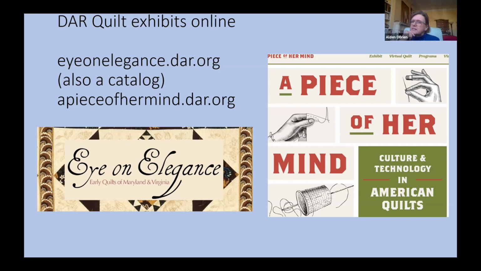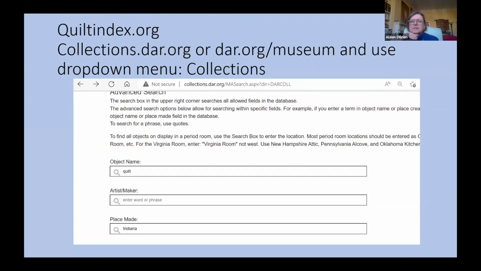Two of my recent exhibits are online. So here are the graphics from those introductory pages, and you can find them at these 2 places. Almost all the quilts, except the last very few acquisitions we haven't updated, are on the quilt index. And we now have almost all of our quilts, except about 15 or 20 that just don't have very good photographs yet, at collections.dar.org. So you can look those up.